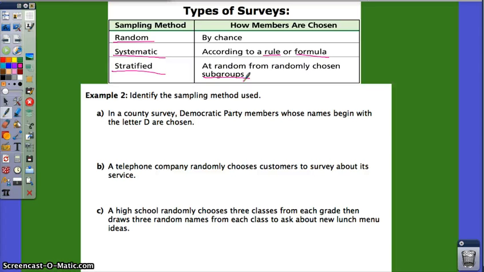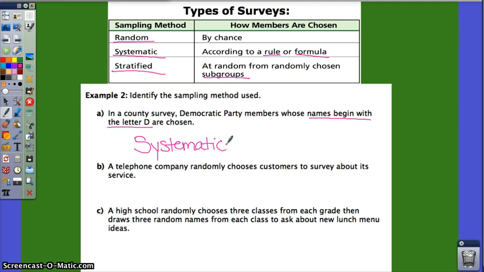So read over example 2. You can try this first on your own if you want to pause. Write down which type of sampling method you think is shown here, and then you can go over it with me. In a county survey, the Democratic Party's members whose names begin with the letter D are chosen. The names that begin with the letter D, that is systematic. It's a rule that they are following.